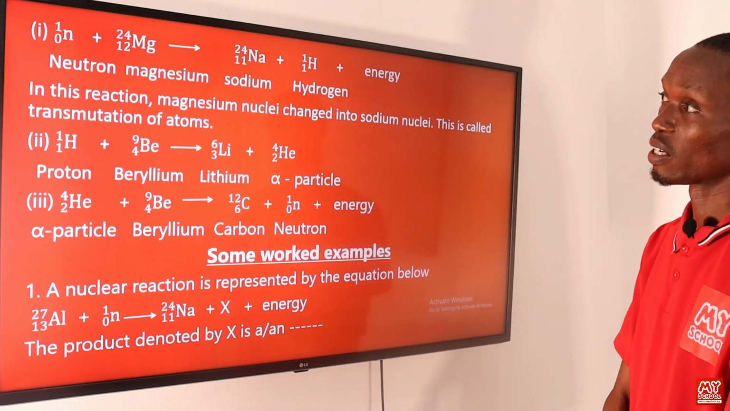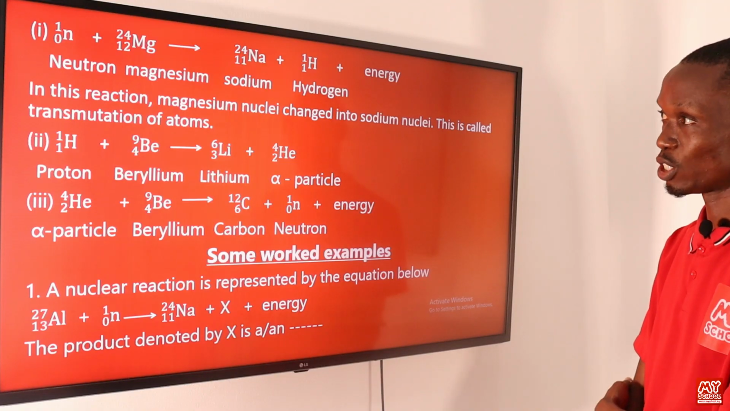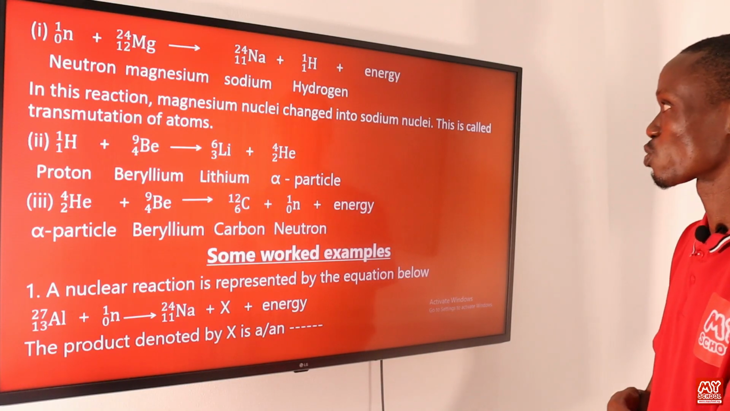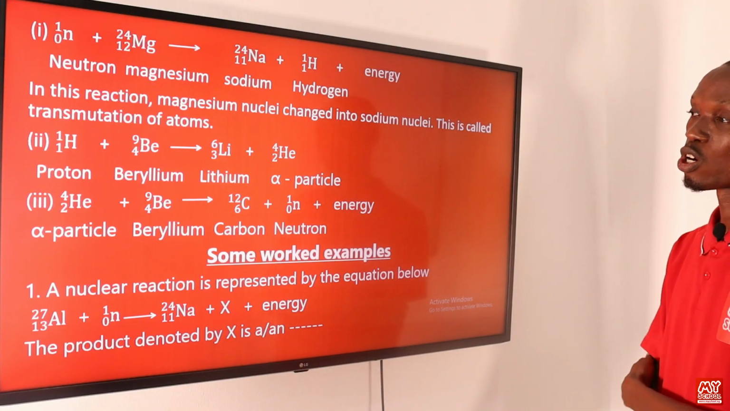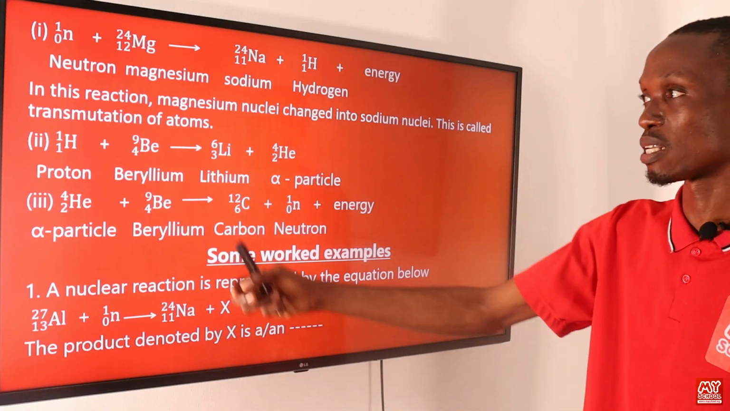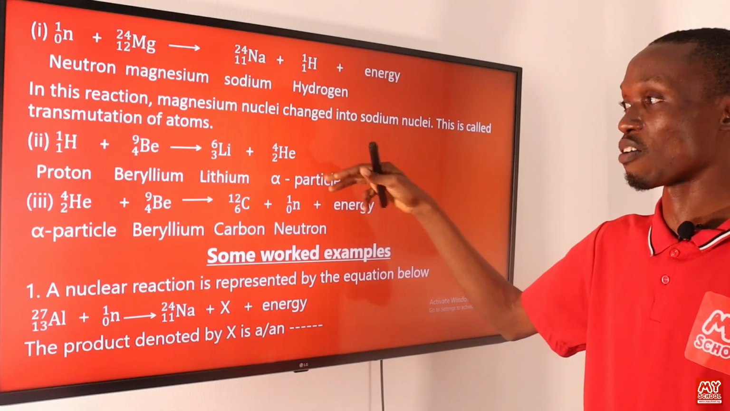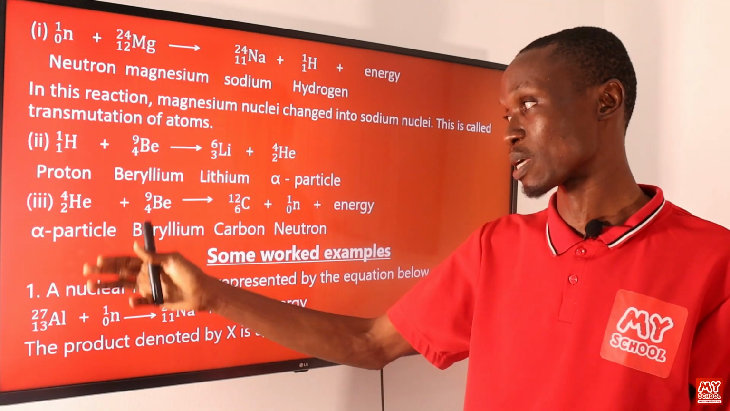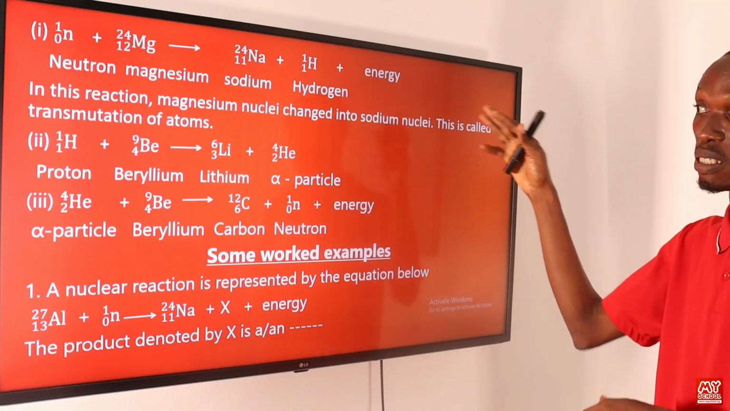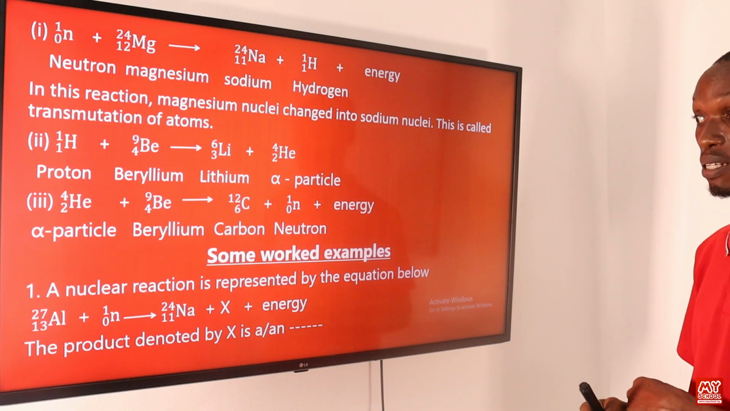So here we have nitrogen, magnesium, sodium, hydrogen. In this reaction, magnesium nuclei changed into sodium nuclei. This is called transmutation of atoms, right? So we have another example: proton, beryllium, then lithium and alpha particle, then another one: alpha particle, beryllium, carbon, neutron. They are all examples of artificial radioactivity.